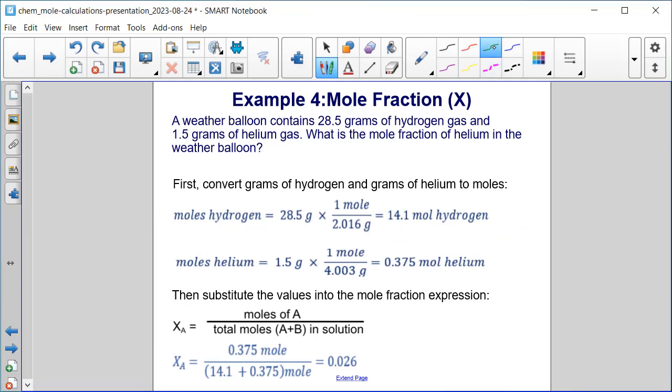Once we find the moles of hydrogen, using those conversions I showed on the previous slide, we get 14.1 moles of hydrogen and 0.375 moles of helium. We're looking for the mole fraction of helium, so the moles of helium goes on top, 0.375, divided by the total number of moles, so 14.1 plus 0.375. Once we divide these, we get a mole fraction of helium equal to 0.026.